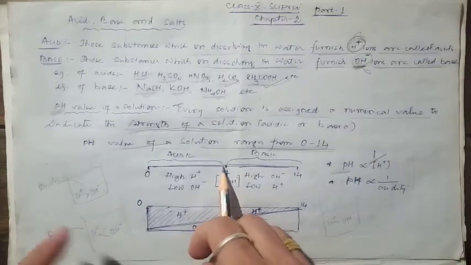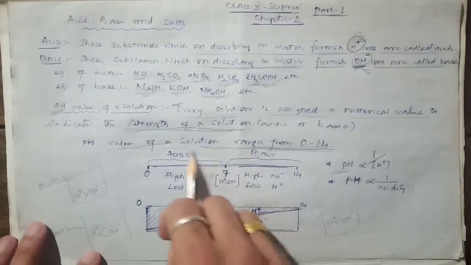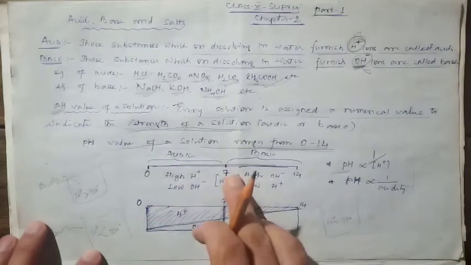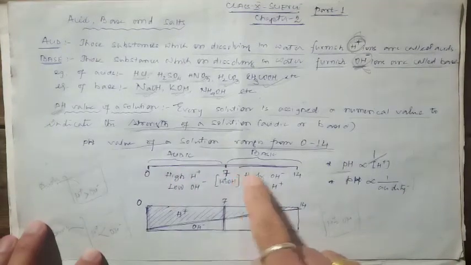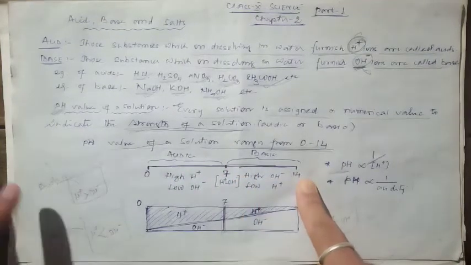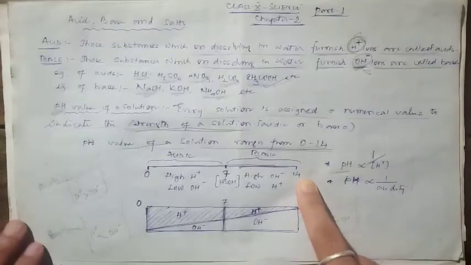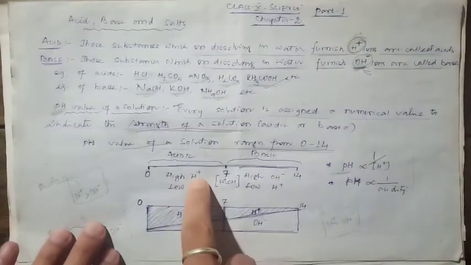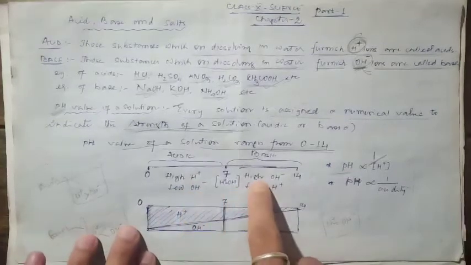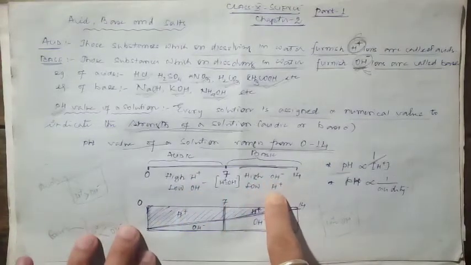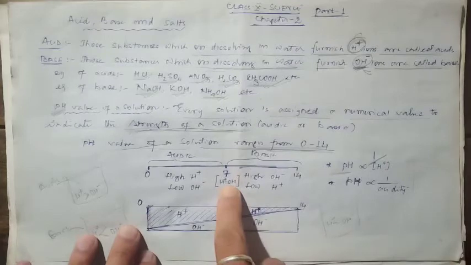Any solution whose pH value is less than 7 is said to be acidic. So solutions having a pH value less than 7 are acidic, and solutions having a pH value more than 7 are basic solutions. Now students, what is the meaning of high H+ and low OH-, high OH- and low H+, and H+ equals OH-?